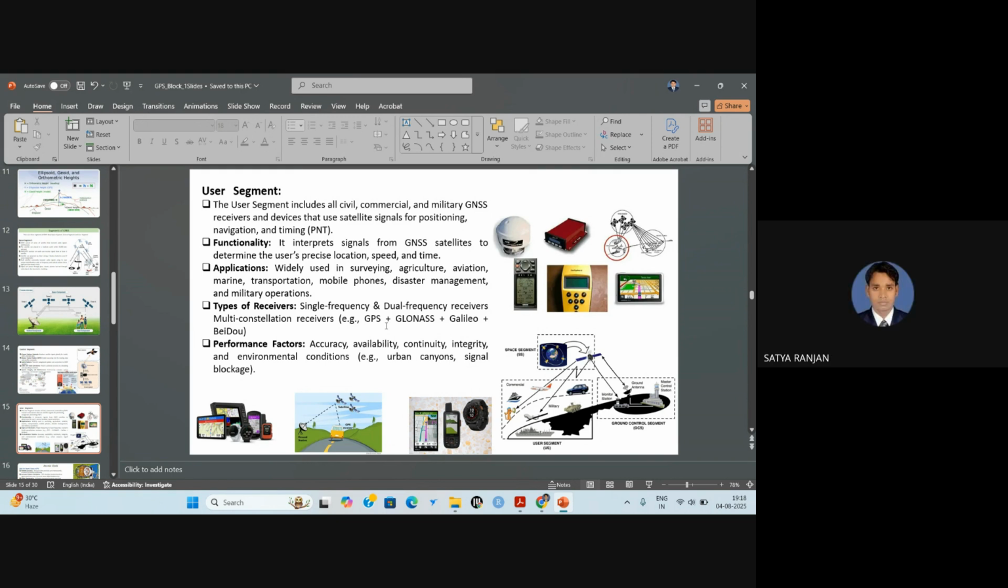Then performance factors: accuracy, availability, continuity, integrity, environmental conditions, forward canyon, signal blockage. So these are some factors, due to which in urban areas some signal issues are there also. So these are some examples of devices which we generally use for the user segment.